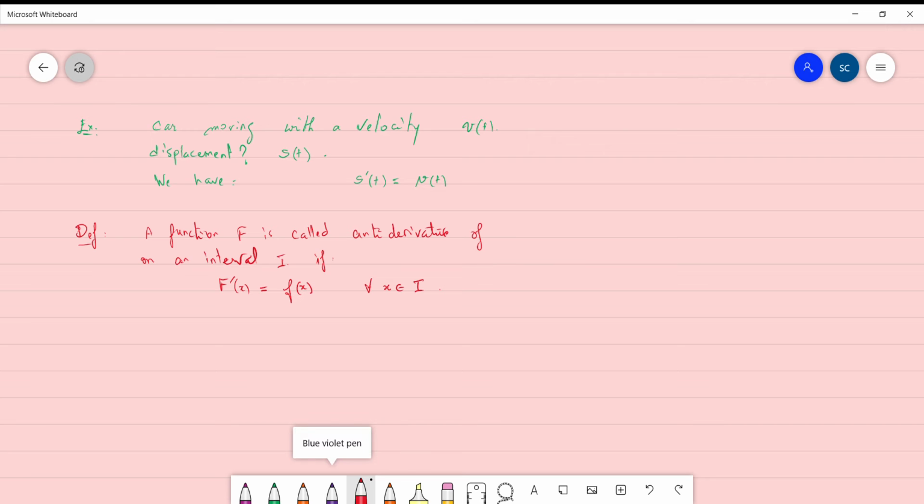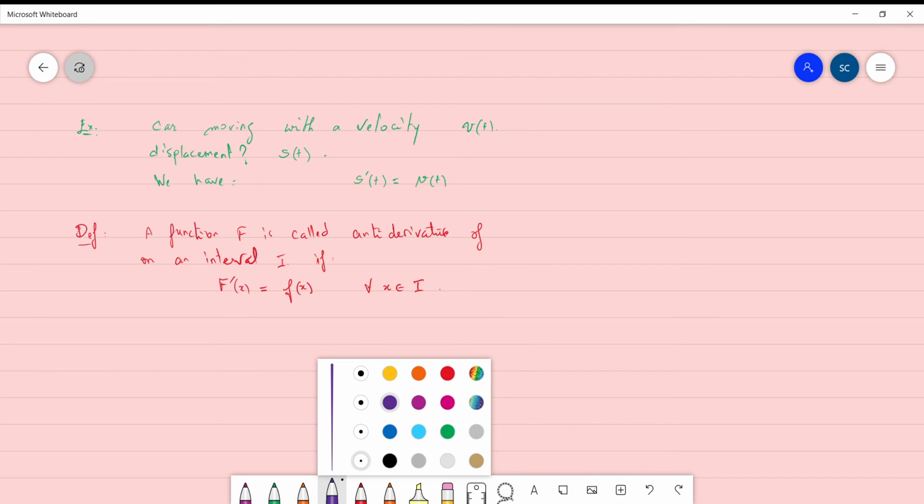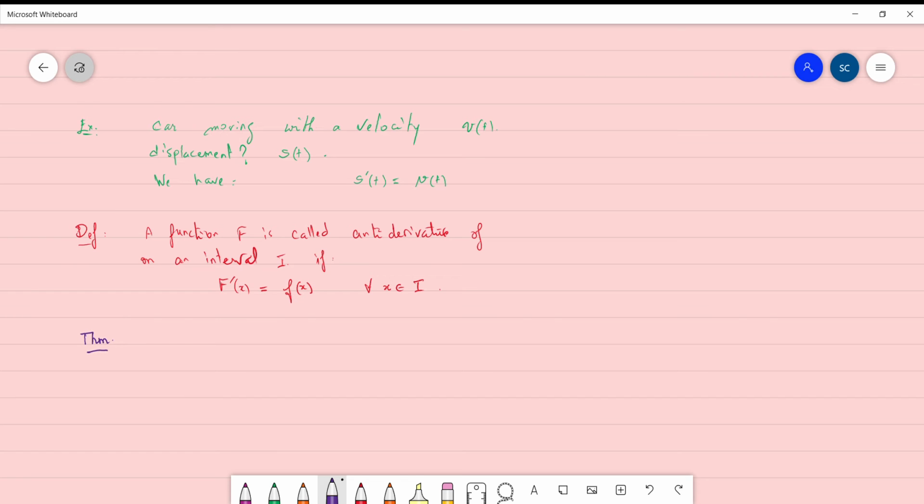The first remark we would like to give here, we can put it as a theorem: if F is an antiderivative of f, then the general form of another antiderivative of f is F of x, the one you found, plus a constant C, where C is a constant.